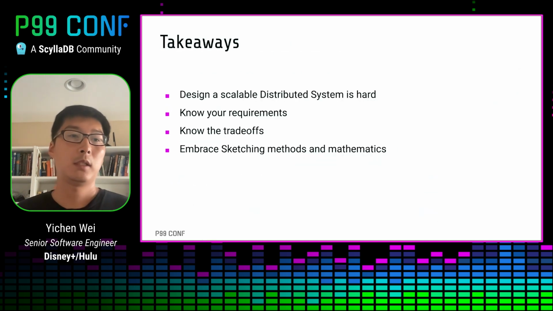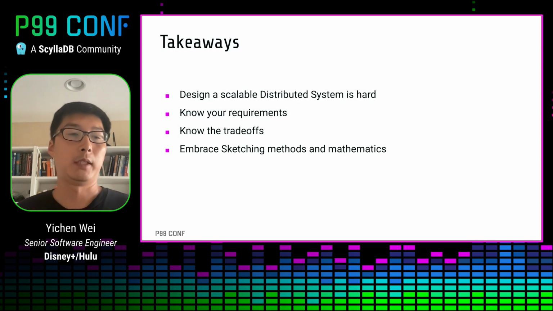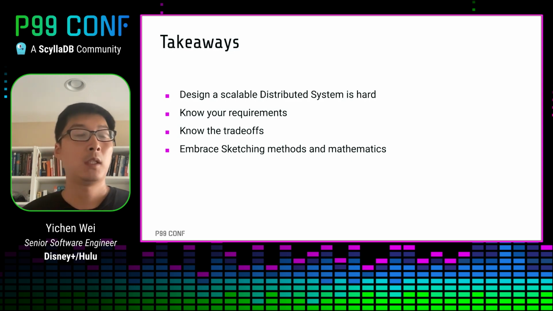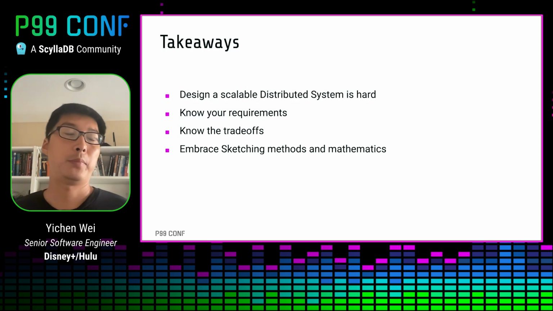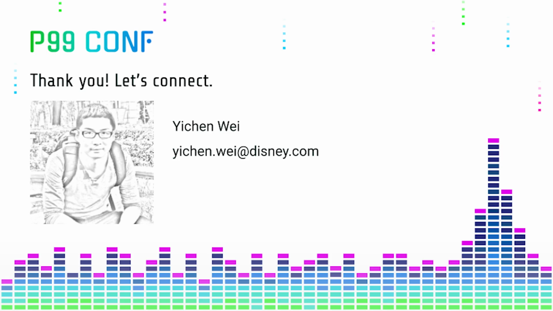And takeaways. First, designing a scalable distributed system is really hard, no matter for storage or computing. Second, we need to know our requirements first, as well as our trade-offs. And then, based on the requirements and the trade-offs, let's embrace some sketching and math methods so that we can improve our performance as well as reduce the cost in the system. Yeah, that's all for today.